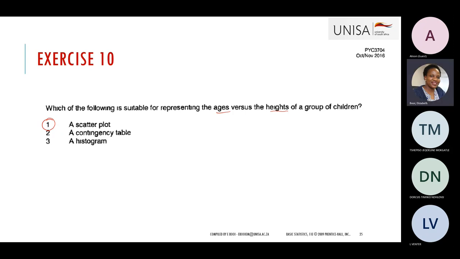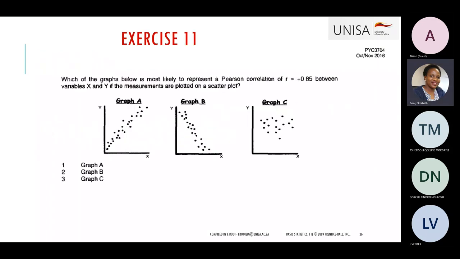So when you have two numerical values, always remember, two numerical values, then you use a scatter plot. One numerical value, then you use a histogram. Two categorical values, then we use a contingency table, and that is what we're going to learn next week. Okay.